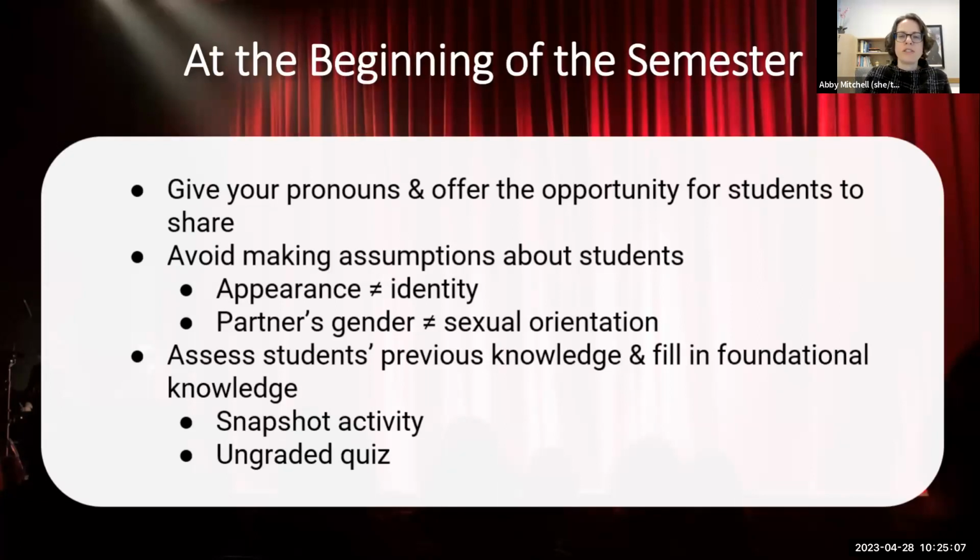People's background knowledge in this area can also vary quite a bit. And so assessing where students are at, their previous knowledge, and then filling in foundational knowledge when you're addressing topics related to gender identity can be really helpful. One way that you can do this is something called a snapshot activity. This is an activity where on the first day of class, you give each student a note card. And then you put a prompt up at the front of the class asking them to indicate, what do you know about transgender people? And then on the other side, asking them, what do you want to know?